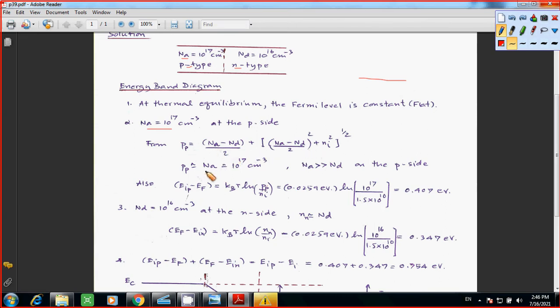From this equation, PP, the majority carrier concentration on the P side, is equal to this expression. But you can see that on the P side, Na is much greater than Nd, so your Nd drops out. You have PP approximately Na, or just pick up your Na as the PP, the whole concentration on the P side. That's 10 to the 17th per cubic centimeter.